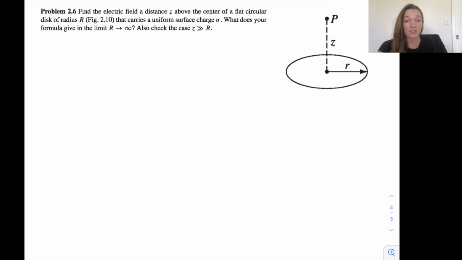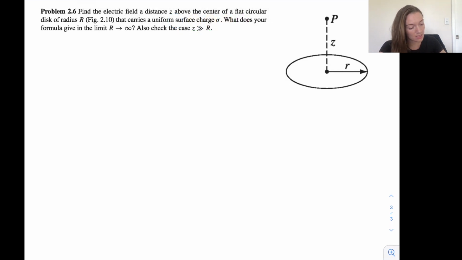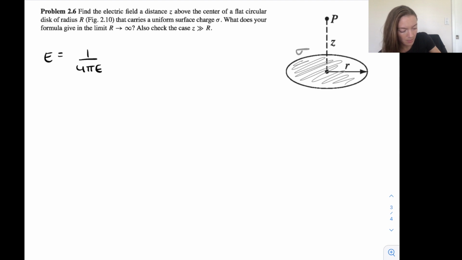Okay, so this is pretty much the same as our previous problem now, except instead of a ring, we have a disk. So we have: find the electric field a distance z above the center of a flat circular disk of radius capital R that carries a uniform surface charge of sigma. So this now is solid, and it has a surface charge of sigma. All right, so first thing, write down our formula for the electric field. And then let's write down what we know.